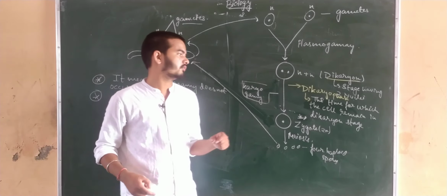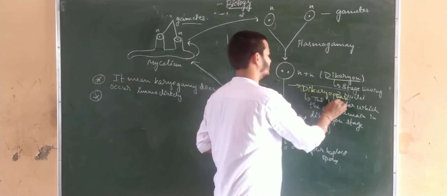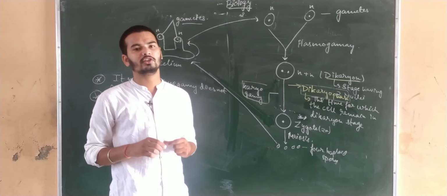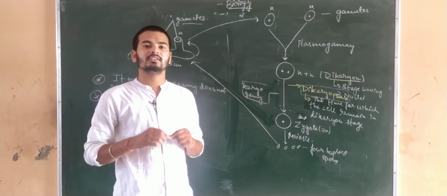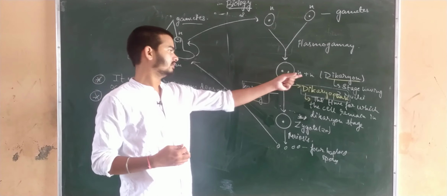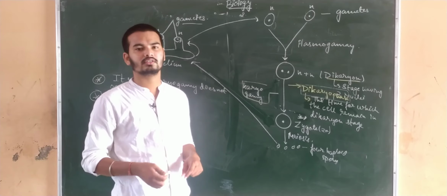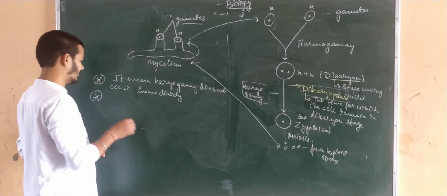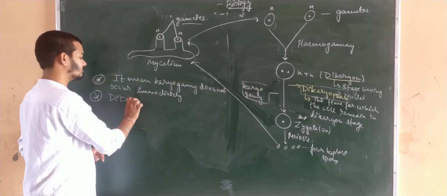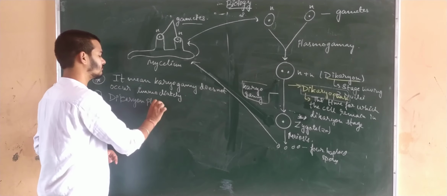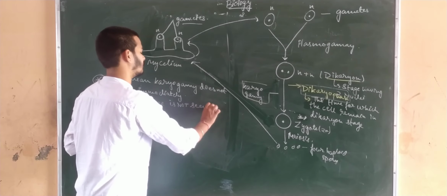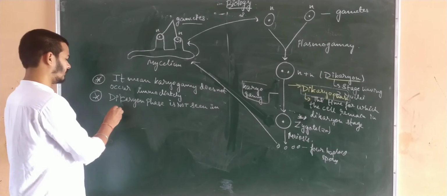Now, one important thing that you have to note here is that this dikaryophase stage or time lag is seen only in Ascomycetes and Basidiomycetes. In Phycomycetes, the karyogamy occurs immediately just after the dikaryon. Dikaryophase does not exist in Phycomycetes. This dikaryophase is not seen in Phycomycetes.